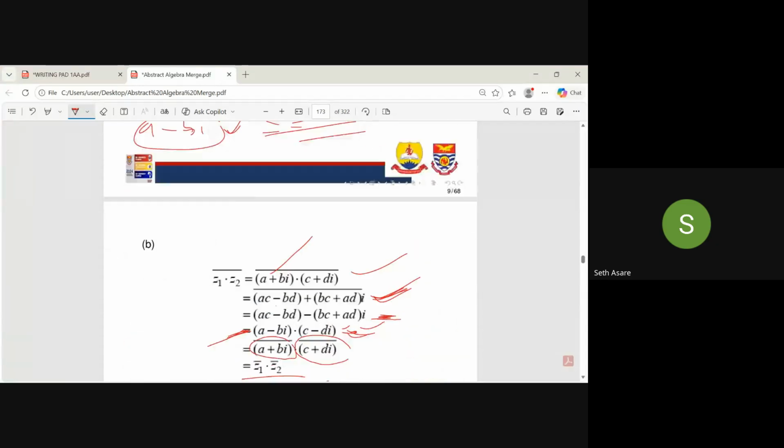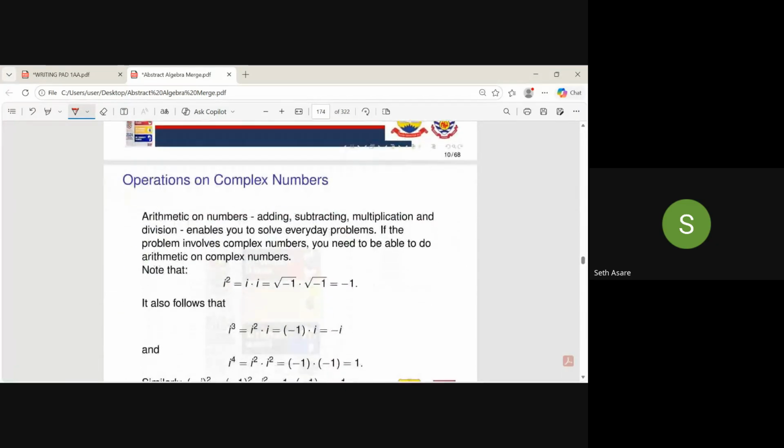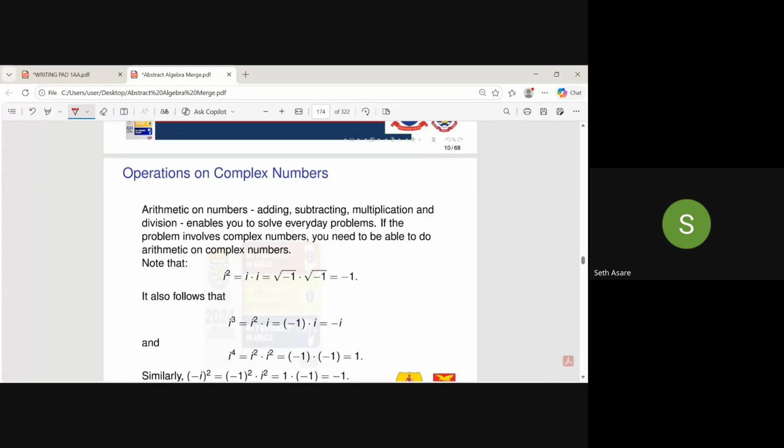All right? Okay. Now let's come to operations. Operations, we are talking about arithmetic on numbers. When two or more complex numbers are given to you and you are adding or subtracting or multiplying or dividing them, what are you going to get?